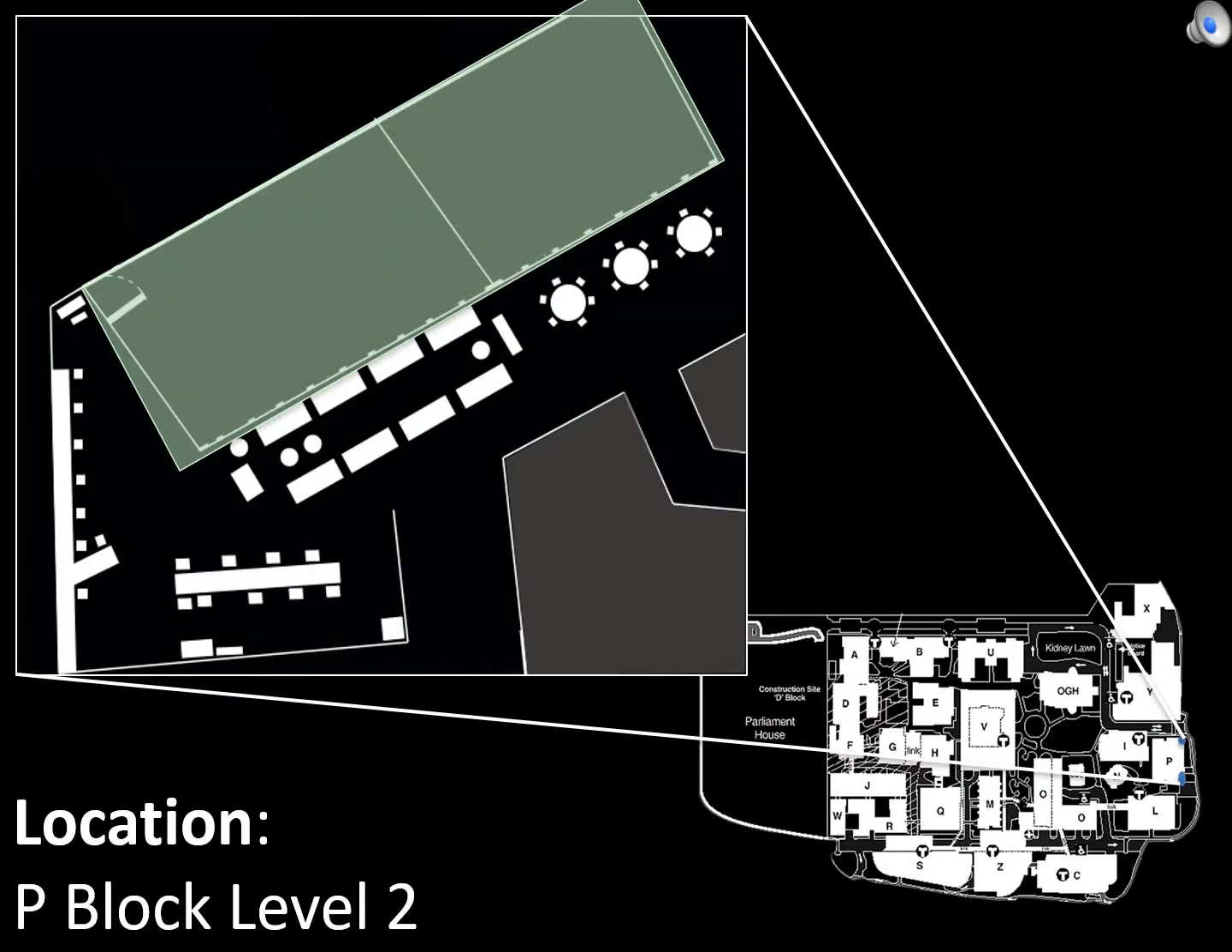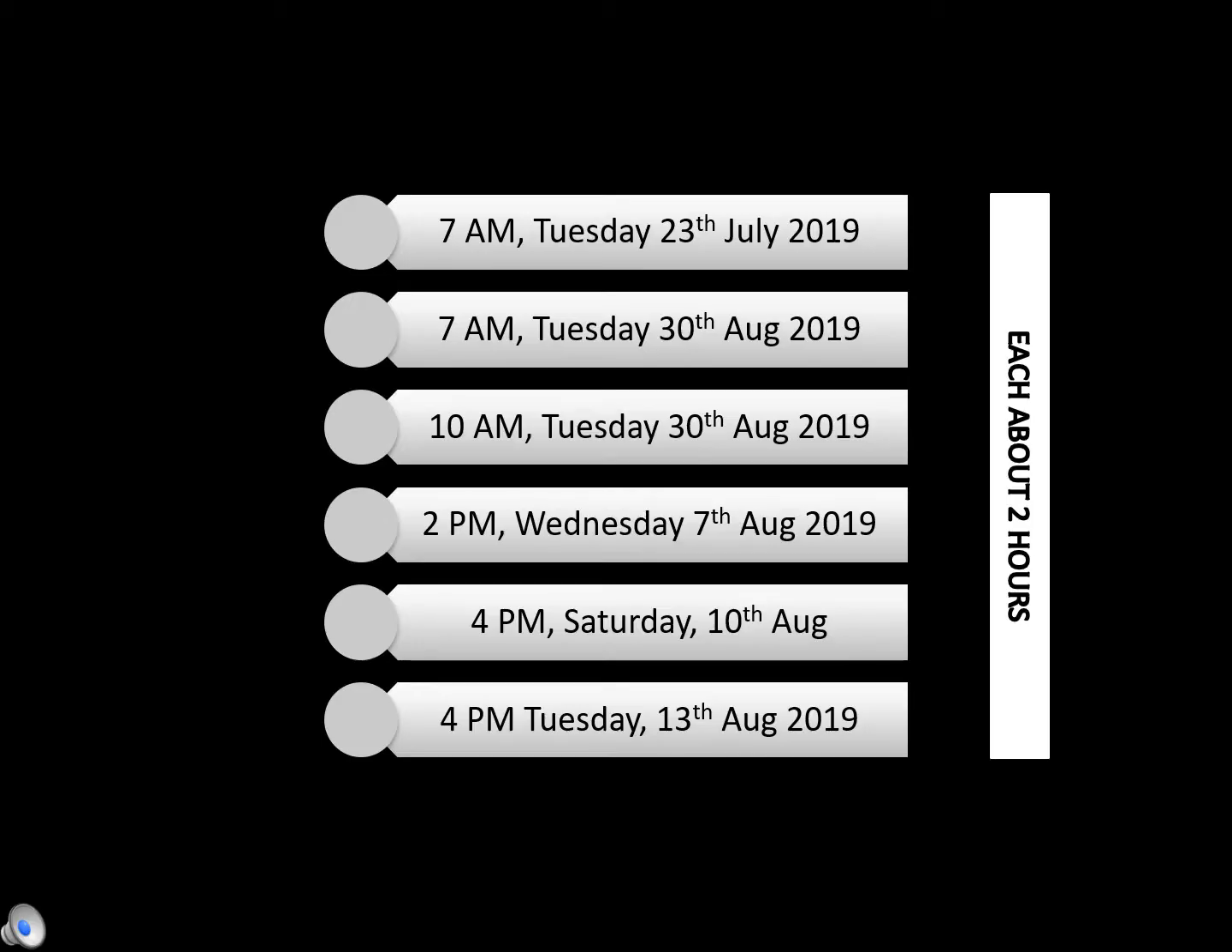The observation was taken in a space on the second floor of P Block, QUT Gardens Point, situated adjoined with two classes. The timeline of the observation was 7 a.m., 10 a.m., 2 p.m., and 4 p.m. on a workday, and 4 p.m. on the weekend. Each observation was about 2 hours.